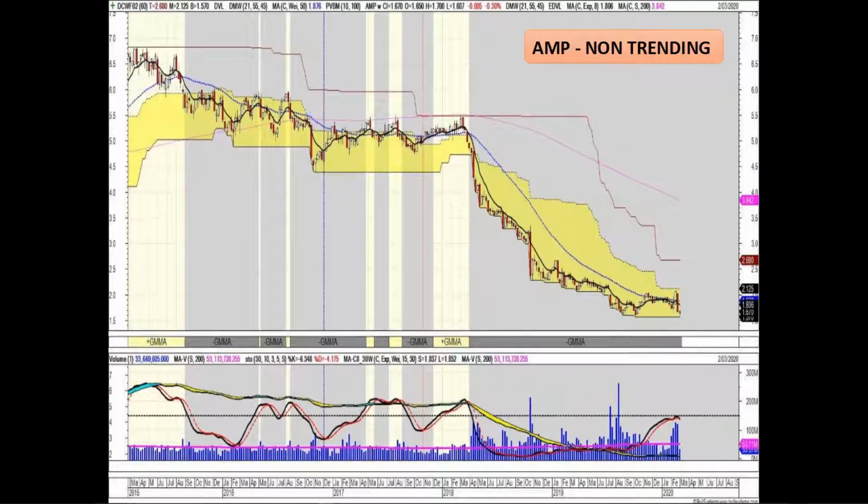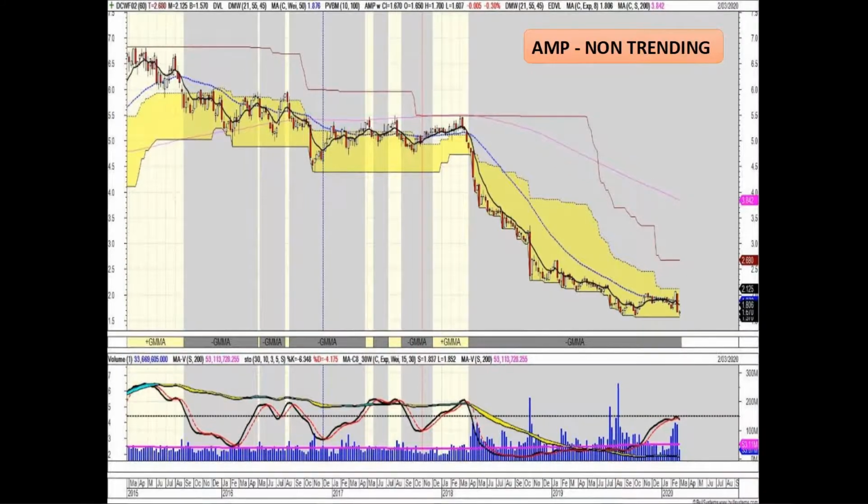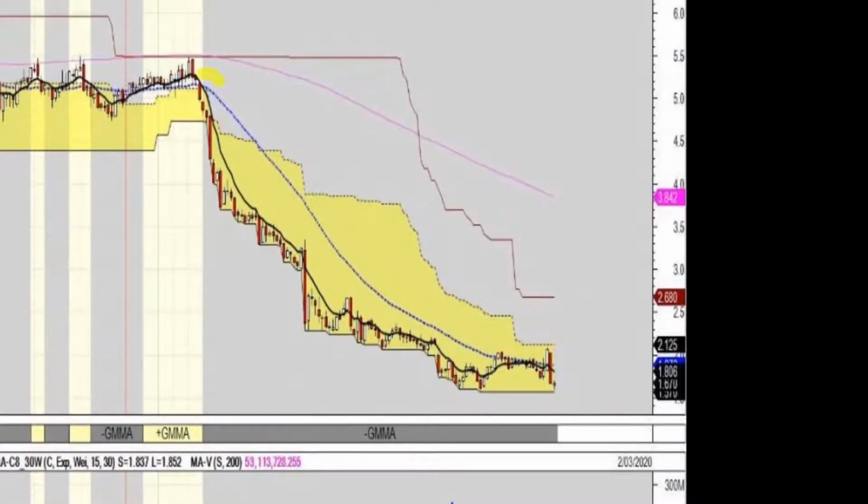This is AMP. Some people show some interest in AMP. I just can't get interested in it at all. I mean, it's had a pretty horrible run all the way down here, all the way through here, and once again, it's hanging around here somewhere. You know, I'm not interested in it. It's not going to trend up.